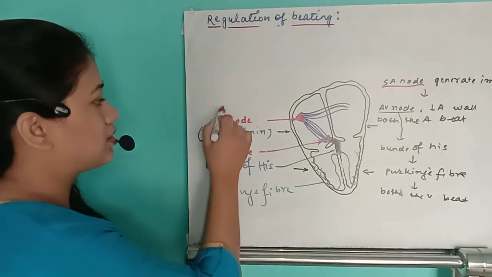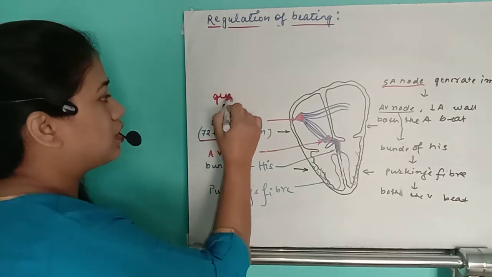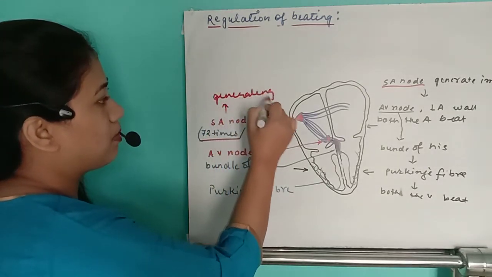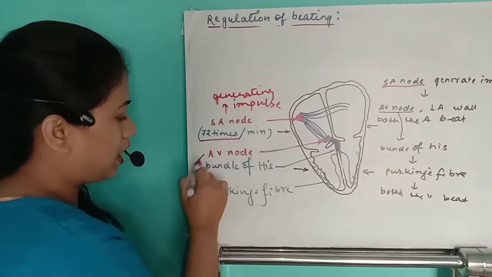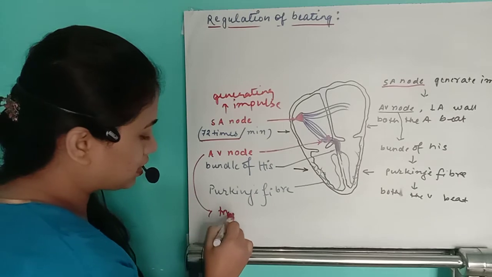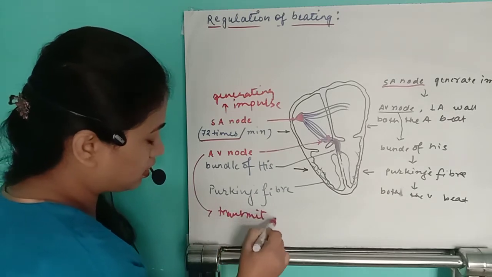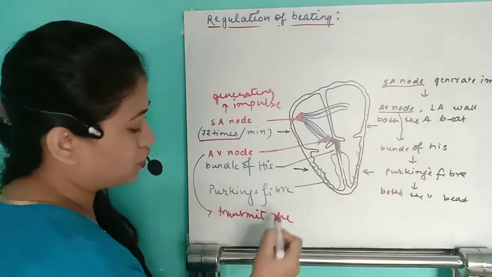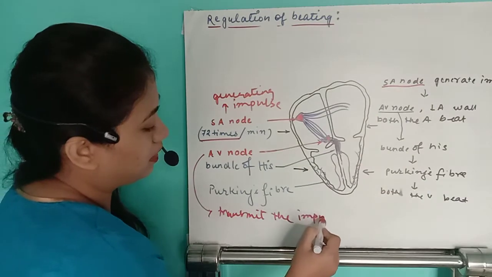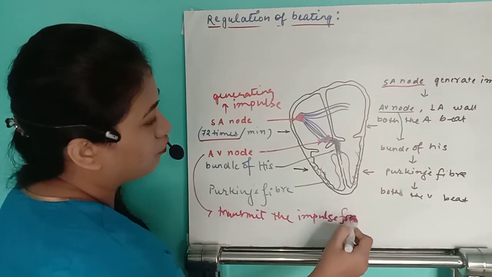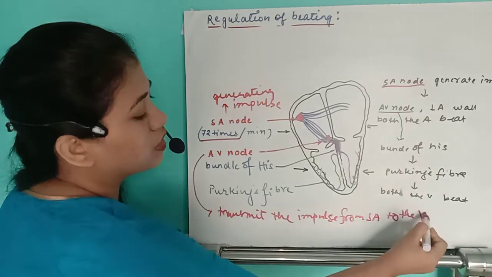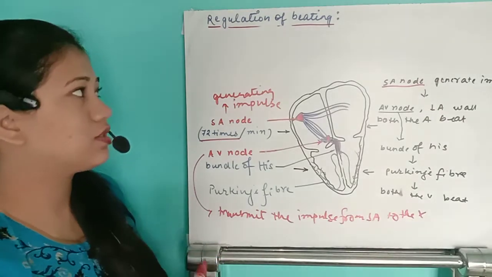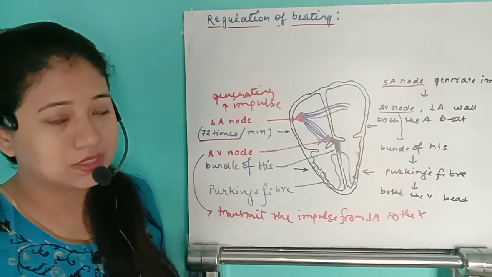So here the SA node is generating the impulse. Remember, it is generating the impulse, and whenever it comes to the AV node, it will just transmit the impulse. It is the node which transmits the impulse from the SA node to the ventricles, right? So this way the heart will beat, right?